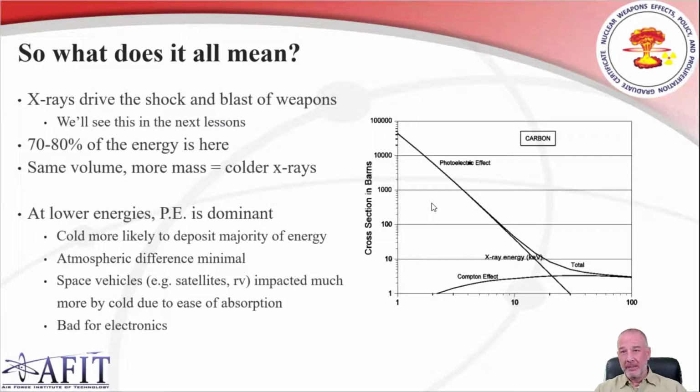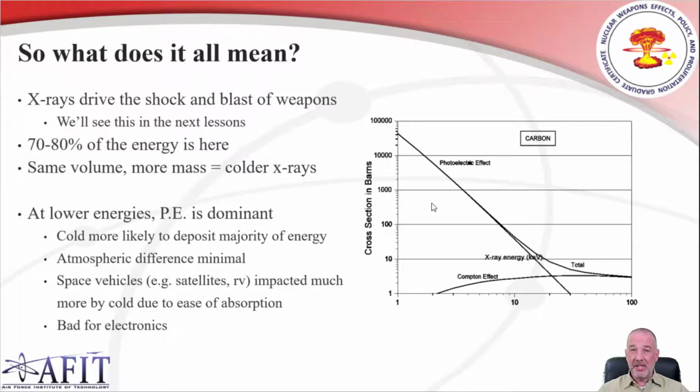So what does it all mean? Well, when X-rays interact with the atmosphere, as we'll discuss later, they generate all of the blast and shock. They all start with these X-rays that are escaping the weapon. Now, if we have the same volume but more mass, which I just explained, we get colder X-rays than we do with less volume, less mass, less stuff for those X-rays to have to go through before they finally escape.